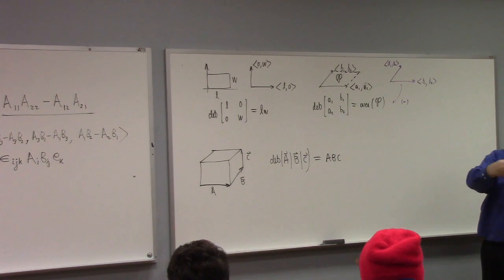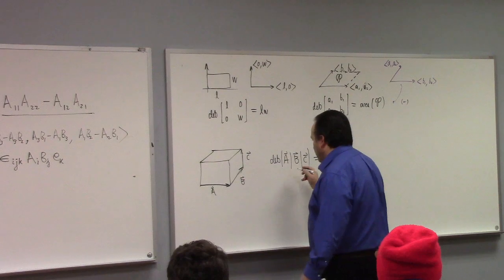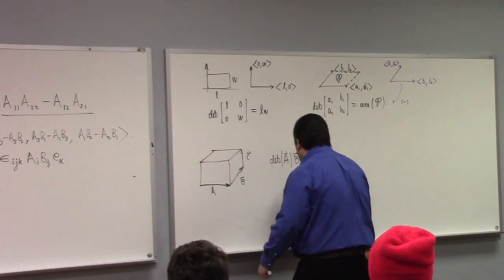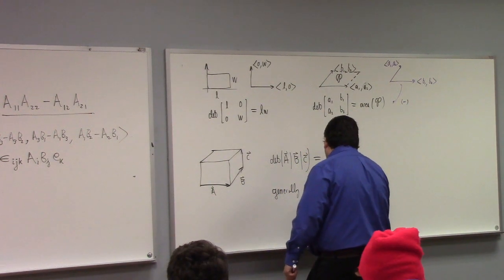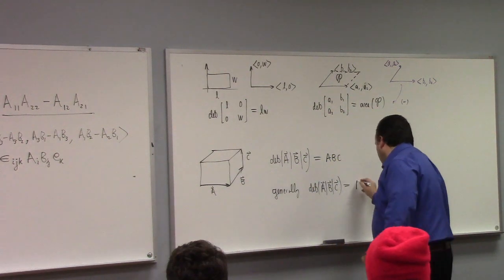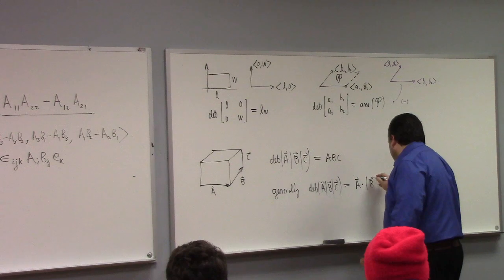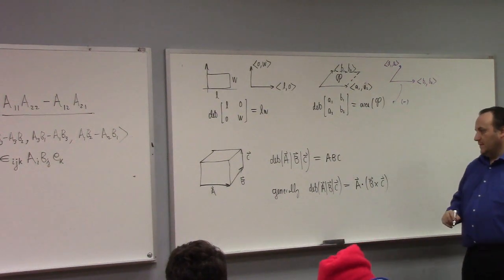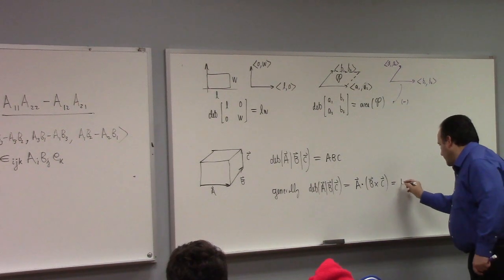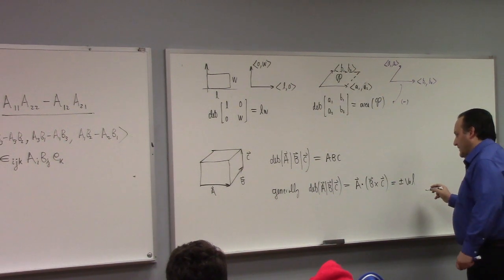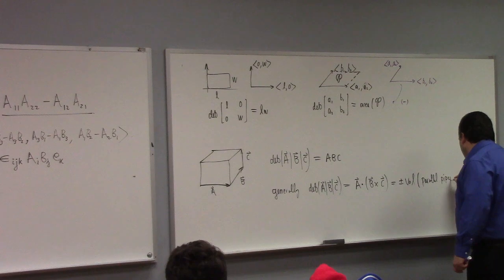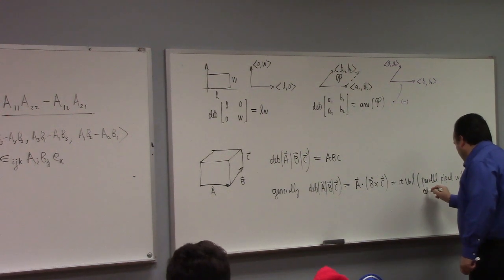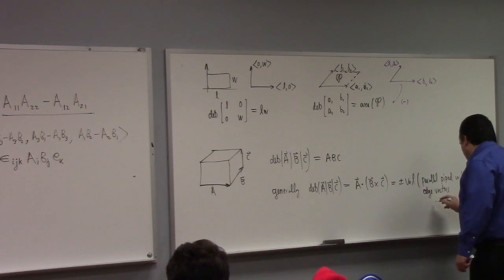It's the volume. More generally speaking, if they're not pairwise perpendicular, if you take the determinant of a 3 by 3 matrix with A, B, C, you get A dotted with B cross C. And that is actually equal to plus or minus the volume of the parallelepiped with edge vectors A, B, C.